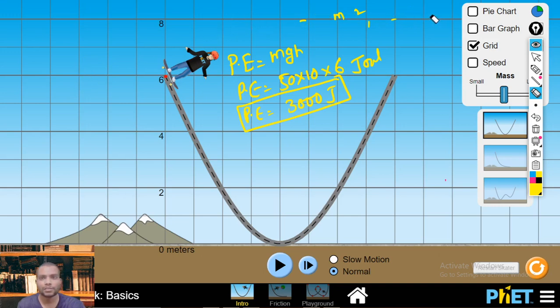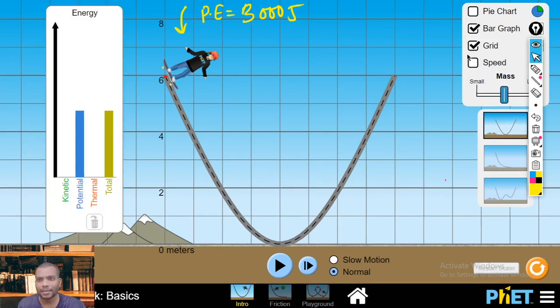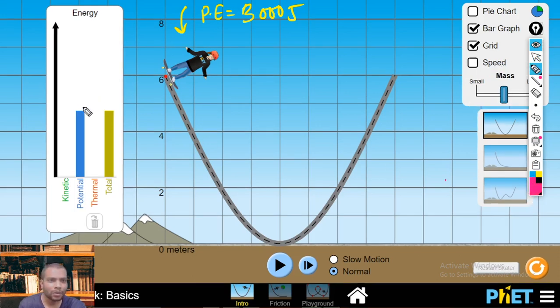I will clear the screen so that you can understand it carefully. Now at this point he has potential energy equal to 3000 joules. Not only that, here I have the bar graph. The bar graph represents that at this point, if you notice here, he has only potential energy. The potential energy bar is there.